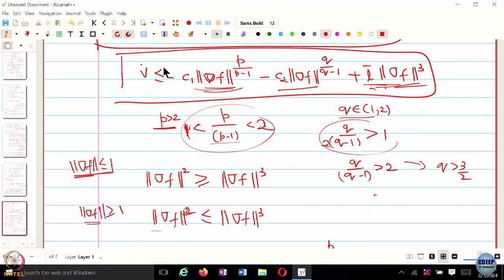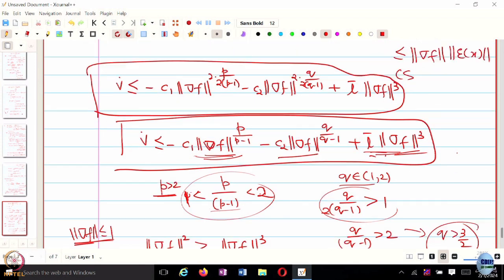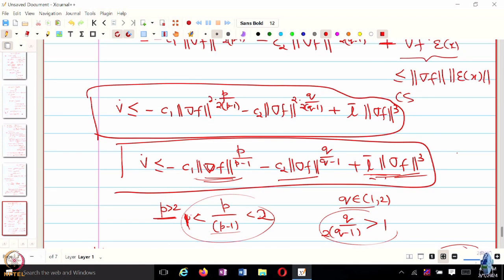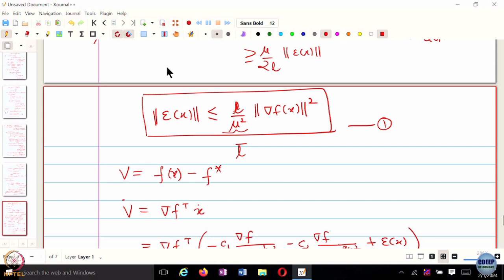C1, C2 to be greater than L bar and Q to be greater than 3 by 2. Let's say if you do not know the information about L bar, you just choose them to be sufficiently large. It's not upper bounded, it's lower bounded, so you can choose them to be large enough. So eventually you would subsume that L bar. But Q, you need it to be greater than 3/2.